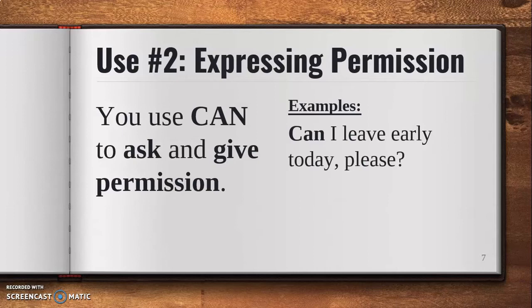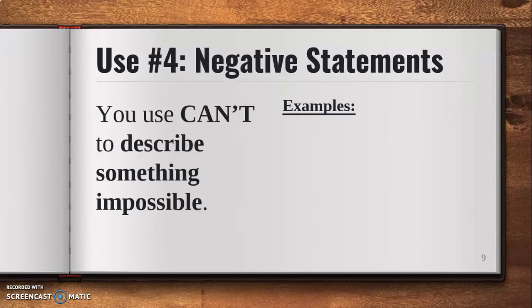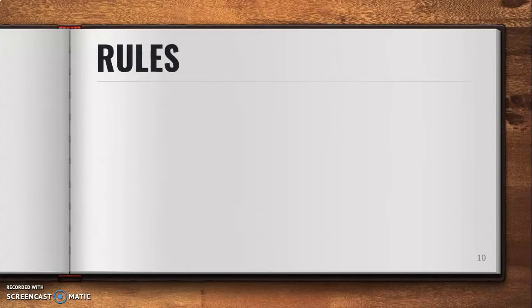Lastly, can be used for negative statements. You use can't to describe something that is impossible. You can't sit there. We can't leave early because there is too much to do. This sentence means it is impossible to leave early. Well done. Now let's move on to see some rules.